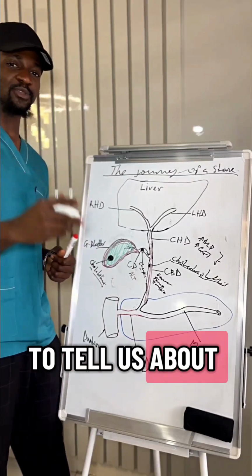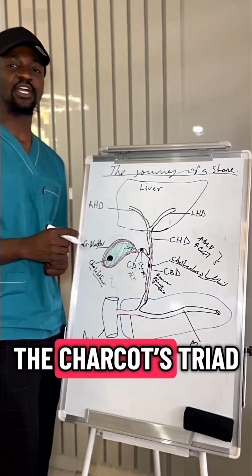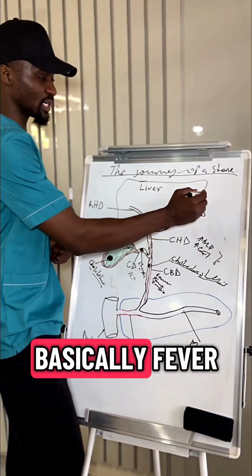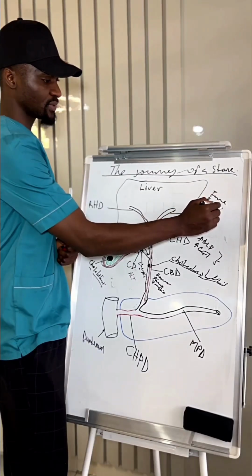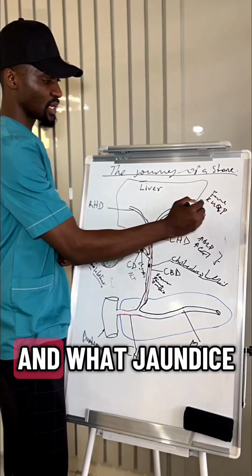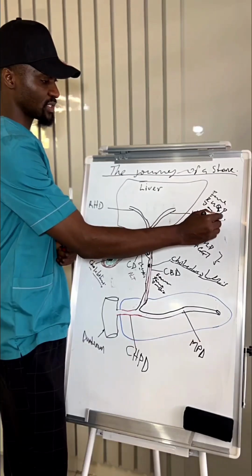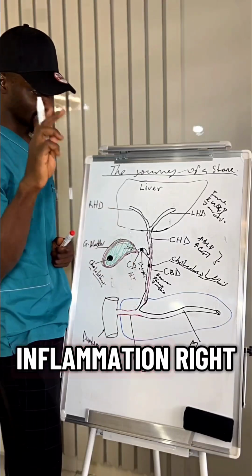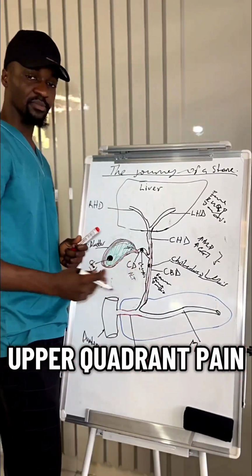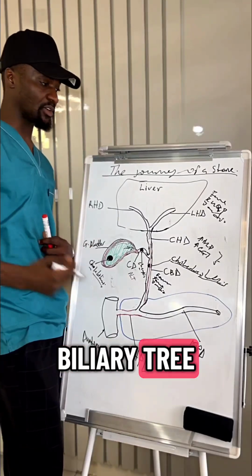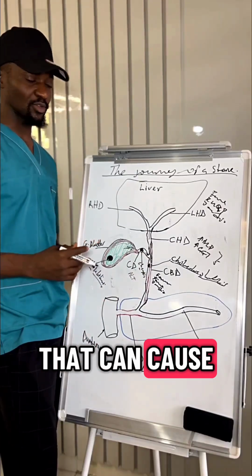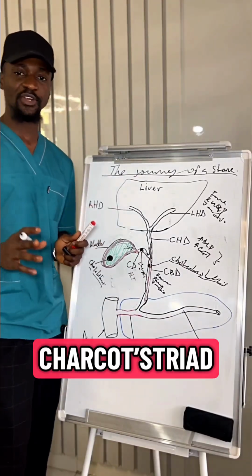Now, I want to tell us about two phenomena. There's what they call the Charcot's triad. What is Charcot's triad? Charcot's triad is basically fever, right upper quadrant pain, and what? Jaundice. Fever, why? Because there's an inflammation of this place, cholangitis. It is inflammation. Right upper quadrant pain because of the location of the gallbladder and the biliary tree. Jaundice because what? Bilirubin has been blocked also. That can cause jaundice. That is Charcot's triad.